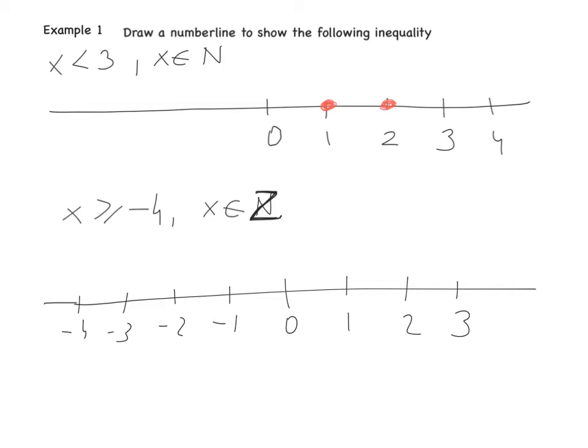Okay, so we know that x is greater than or equal to -4. So we need to mark -4 because it's actually equal as well. And then greater. Greater means we're going this way, okay? And we need to put dots on these numbers, and then to show that it goes on and on and on, we need to just draw the arrow.